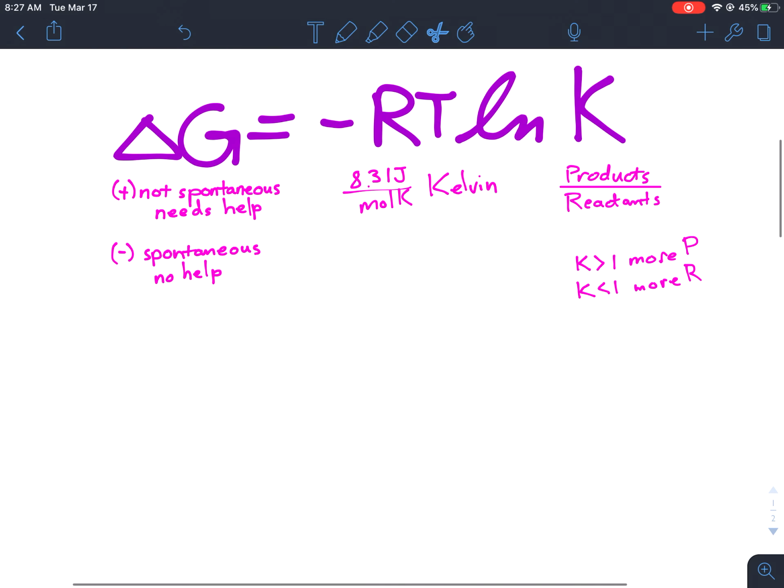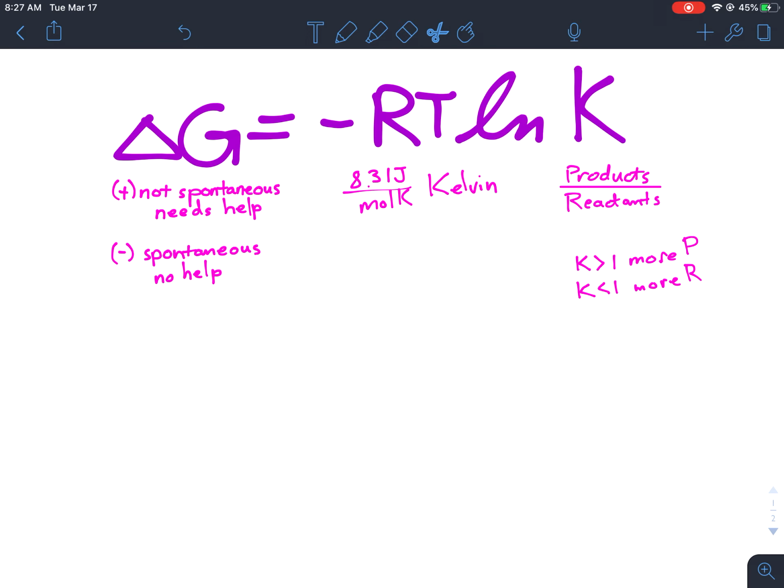All right, now you have this delta G. Again, delta G, if it's positive, it means you are not spontaneous, you need help. And if you are negative, you are spontaneous, you don't need any help. And again, remember, I can't emphasize this enough: spontaneous is not how random you are. It is whether you need help or not, okay?